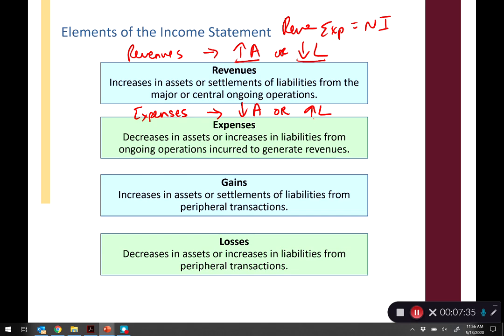Gains and losses are new terms that we haven't discussed. Gains are basically like revenues, and losses are like our expenses. They have the same debit-credit rules, and they affect income in the same way. Gains increase income like revenues. Losses decrease income like expenses. Gains and losses are the result of peripheral activities, which is a fancy way of saying activities that are not part of the normal business operations.